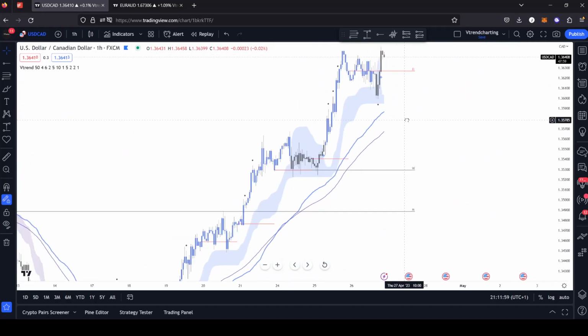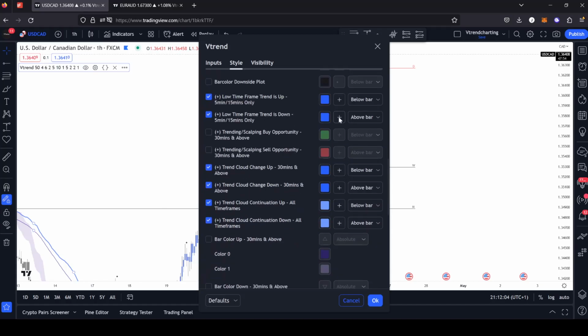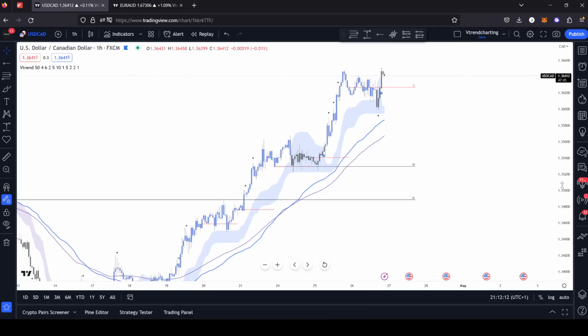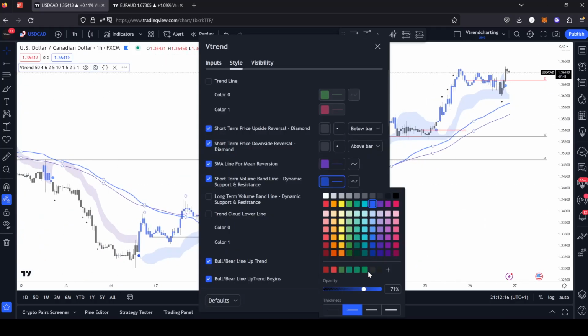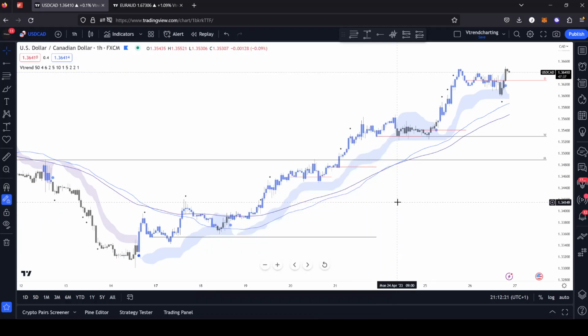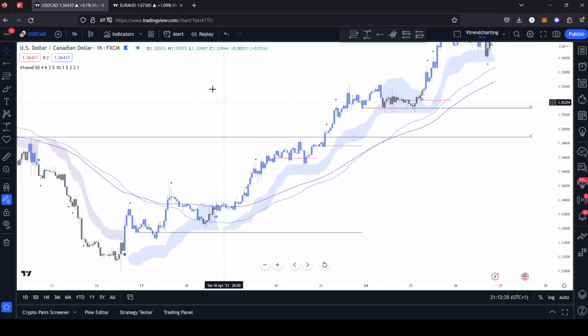Okay, so let's change the plus signals up for something we can recognize. See circle. Let's take down the line actually just a little bit. There we go. Perfect. Okay, so we're on USD CAD on the hourly. So the signals, of course, completely different.